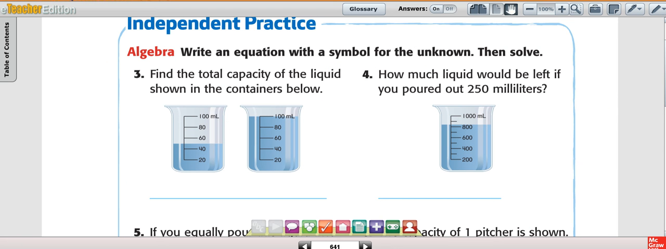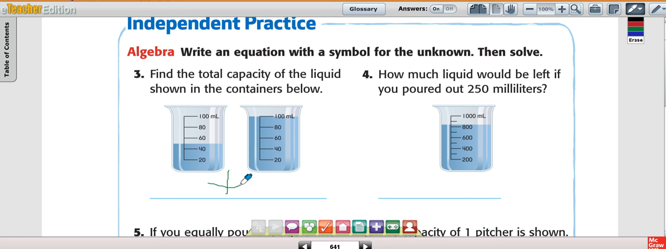So look at number 3. It says write an equation with a symbol for the unknown, then solve it. So number 3 says find the total capacity of the liquid shown in the containers below. So go and do that. All right, write an equation. So it says find the total. I'm going to add. Right.